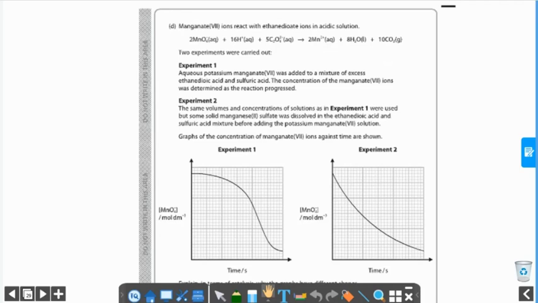Okay, concentration is decreasing with time. In experiment 2, the same volumes and concentrations of solutions as experiment 1 were used, but some solid manganese 2 sulfate was dissolved in the ethane dioic acid and sulfuric acid mixture before adding the potassium permanganate. The graph of the concentration of manganate 7 ions against time is shown. Now, what is manganese 2 sulfate doing here?